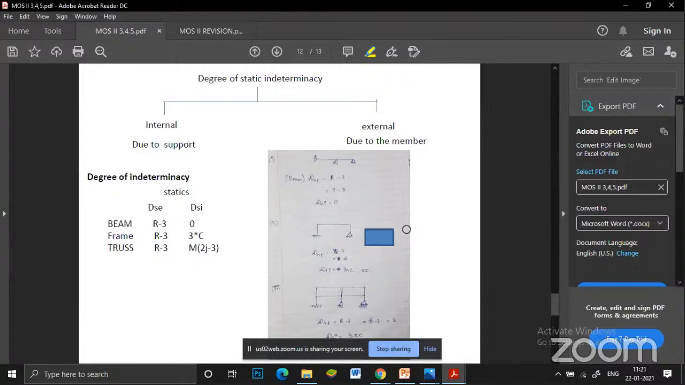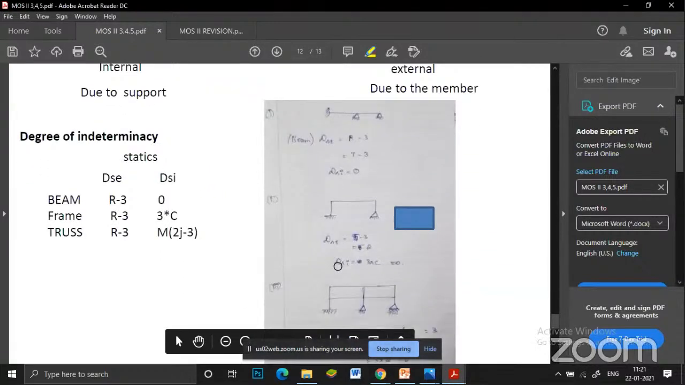How will you find the R? Right side, I have an example for that. For internal, for a beam it is 0, and for a frame it is 3 into C. I will also tell you how to find the C. In case of a truss, they won't ask that much, but they might ask the formula. The most important things are beam and frame. Here is the best example for beam and frame.